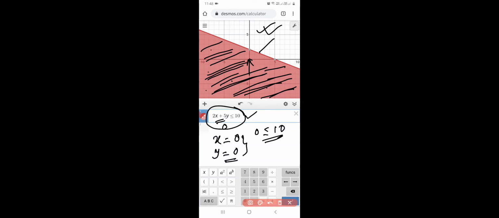Now this area is actually called, hold on, this area is actually called a half plane. Now in this case it is called a closed half plane.